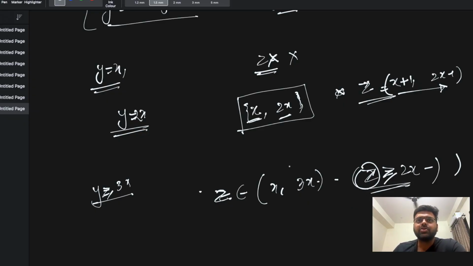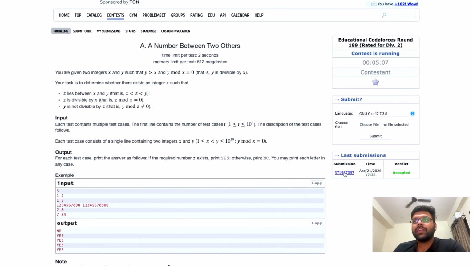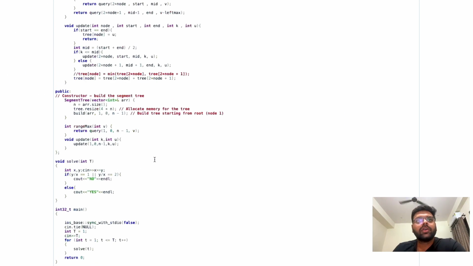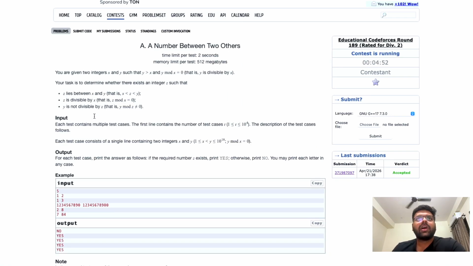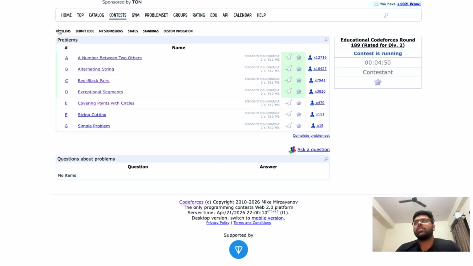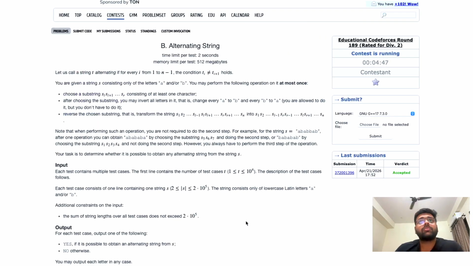If I show you the code of this, it is a very simple code. We have taken x and y as the input. If y by x is equal to 1 or y by x is equal to 2, then my answer would be no, else my answer would be yes. So this is how the problem is. I'm sure everyone was able to solve this problem, right? Let's jump to the second problem.